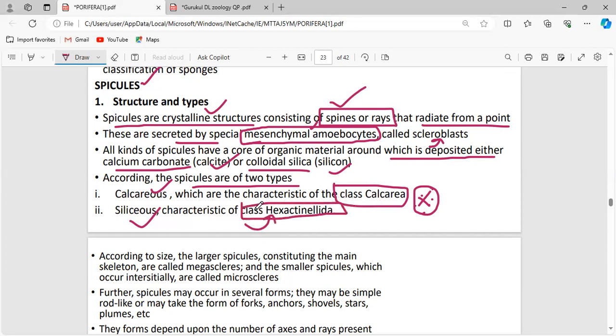So the question may be asked: in the sponges which are placed under the class Hexactinellida, is the spicule made up of silicon or calcium? The question may be asked. So those sponges placed under Hexactinellida, in those organisms the skeletal system is made up of silicon. So it is a siliceous sponge.